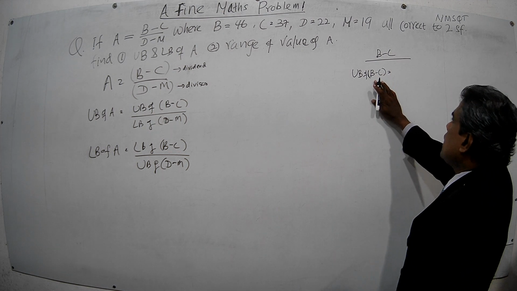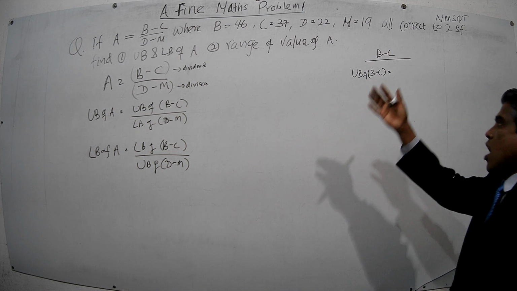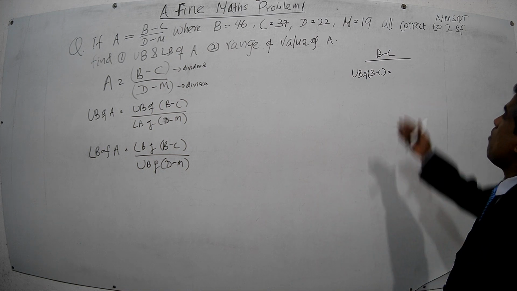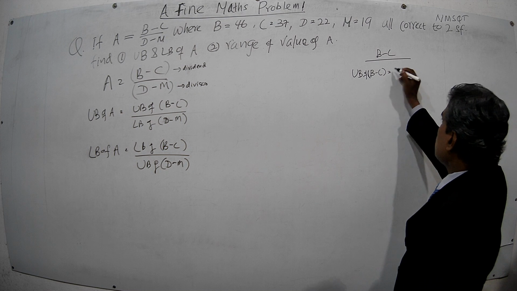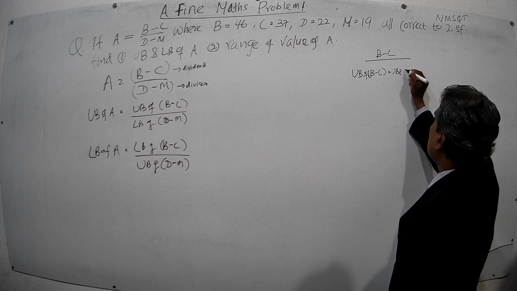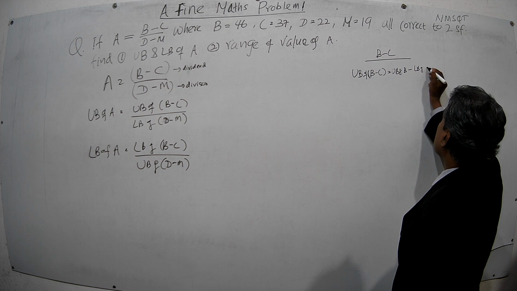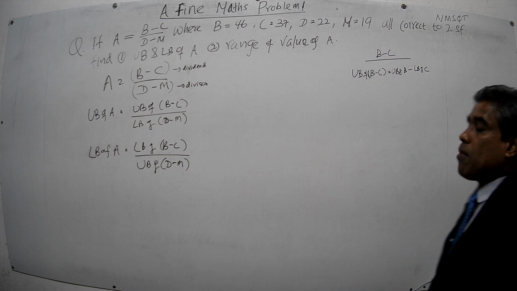Then what is the formula for the upper bound of B minus C? That is the upper bound of the larger value minus the lower bound of the smaller value. Here it is the upper bound of B minus the lower bound of C. Therefore, we write upper bound of B minus lower bound of C. Okay, that is it. Then we'll find the upper bound of B, the upper bound of a single corrected value.